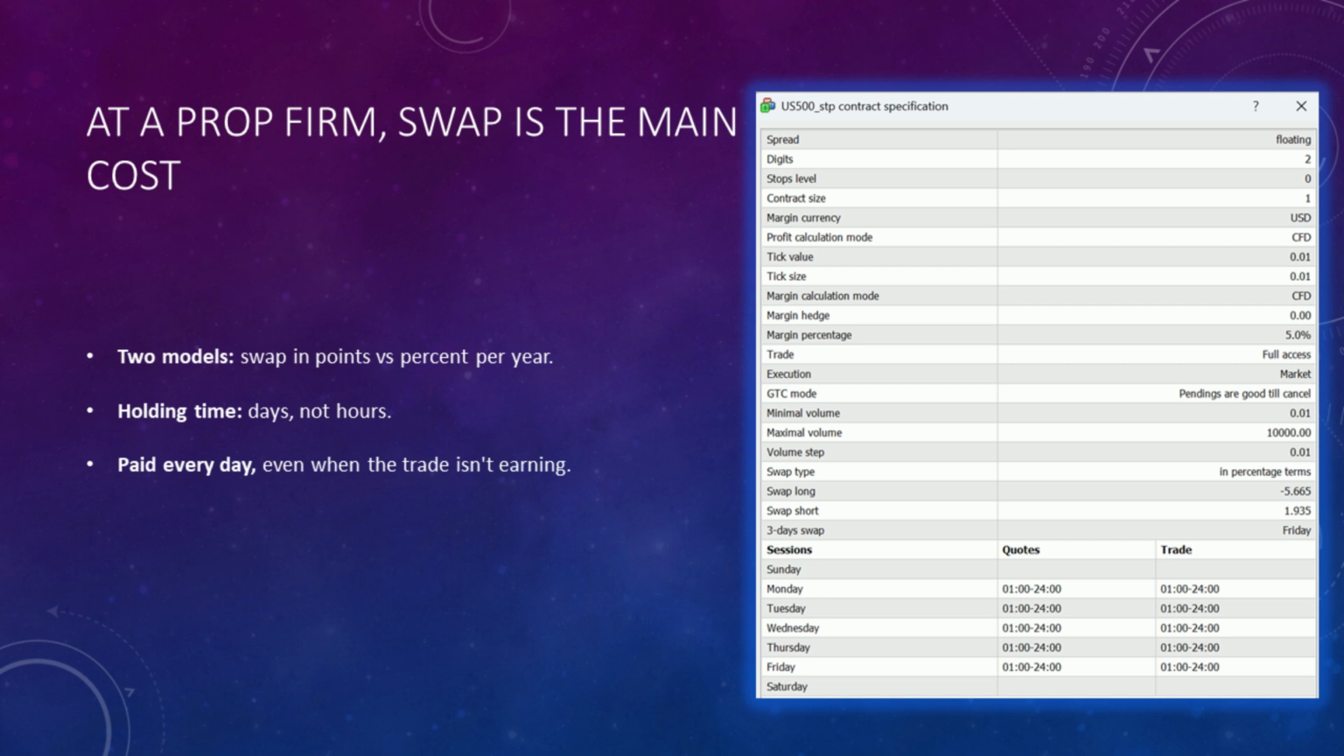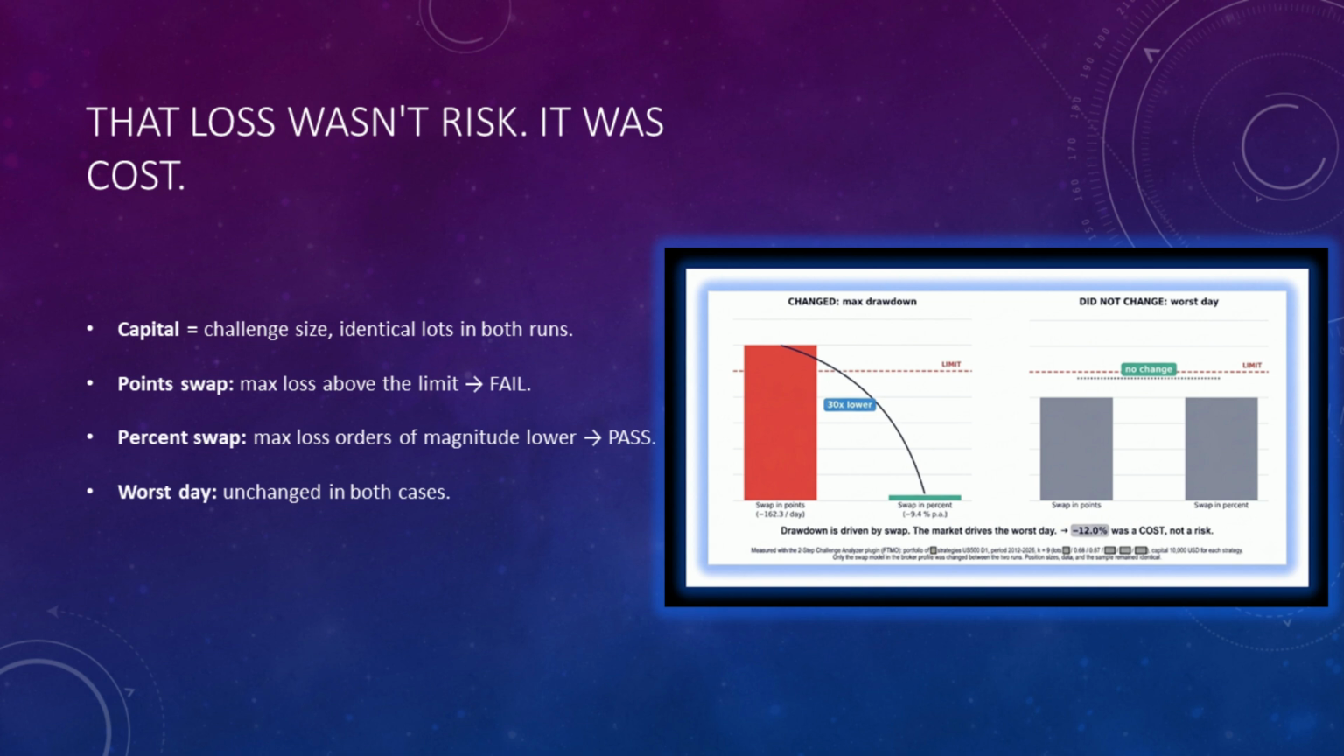For a long-only portfolio on the daily time frame, it's the main cost item because it's paid every single day, regardless of whether the trade is making money. So I built my own broker profile matching the prop firm's conditions and reran the whole thing on it. On the prop firm's profile, my maximum loss jumped above the limit, and the plugin returned a fail.